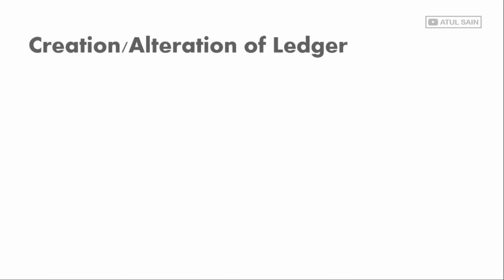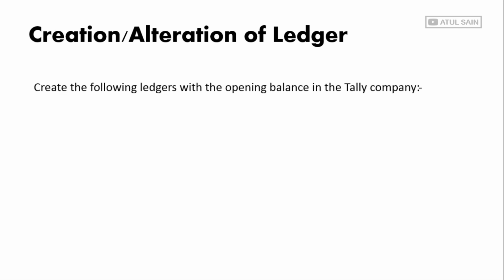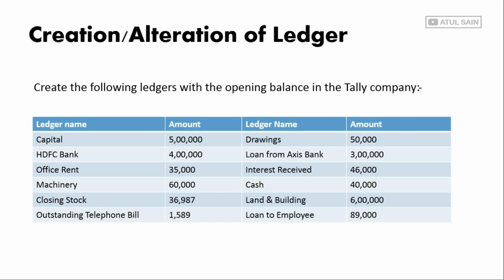So in this process we will see how we have to create or alter the ledgers. Here in the example we have to create the following ledgers with the opening balance in the Tally company. So here is the ledger list. All these ledgers we have to create in Tally software. The first ledger is capital, and here the amount is given. This amount is basically the opening balance of the last closing financial year. In the next financial year we will keep it as opening balance.